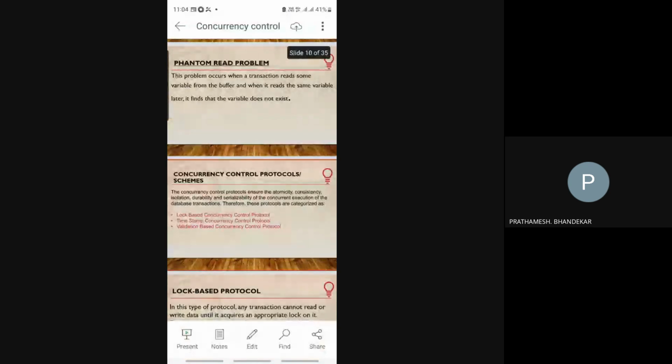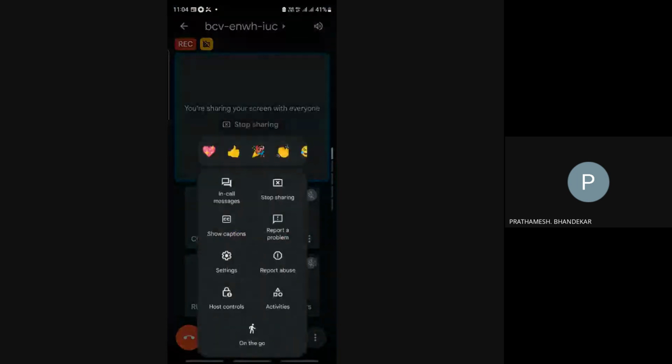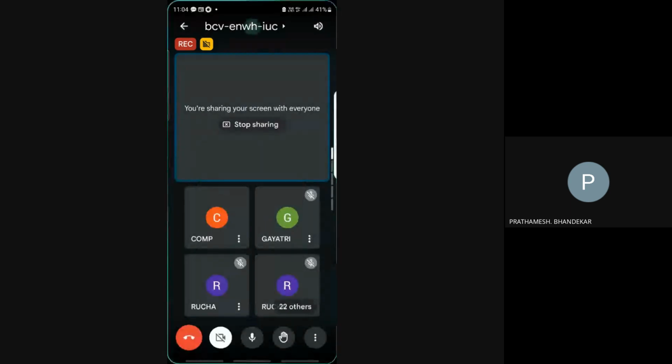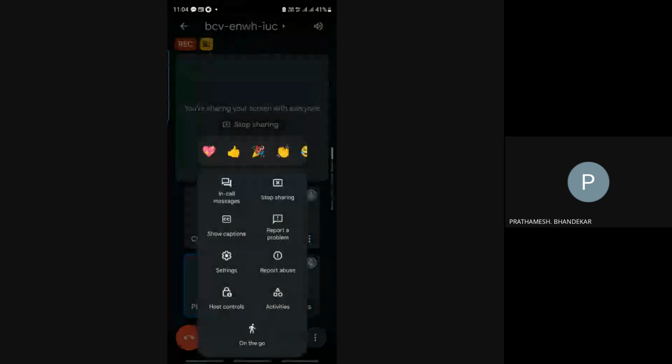This concurrency control protocol schemes. I cannot hear you. Yes, it is visible. Okay.